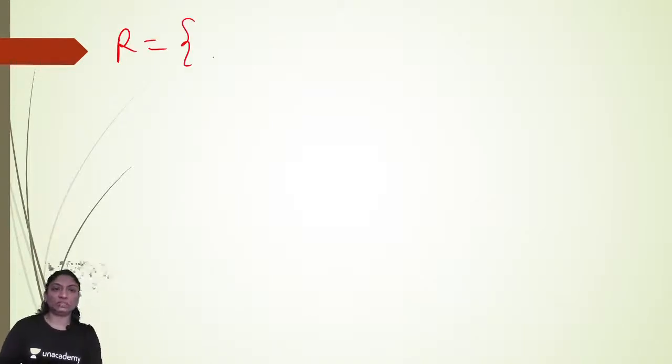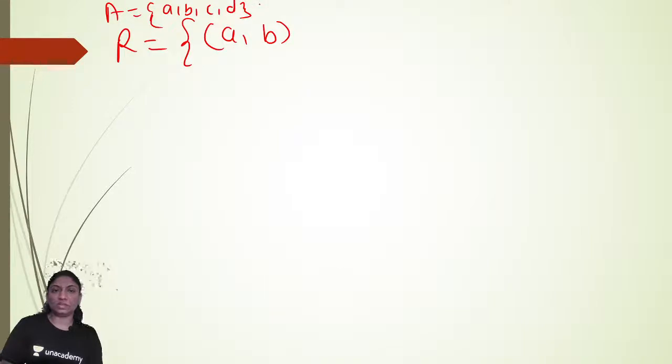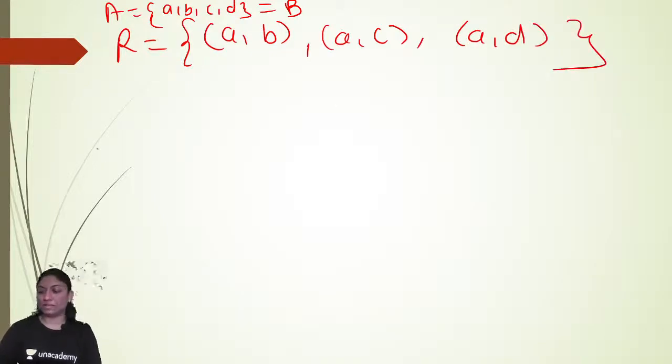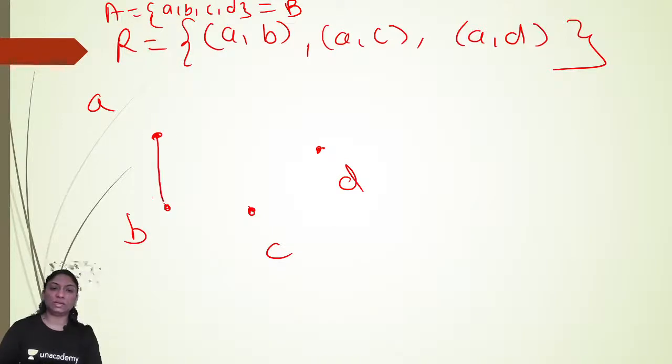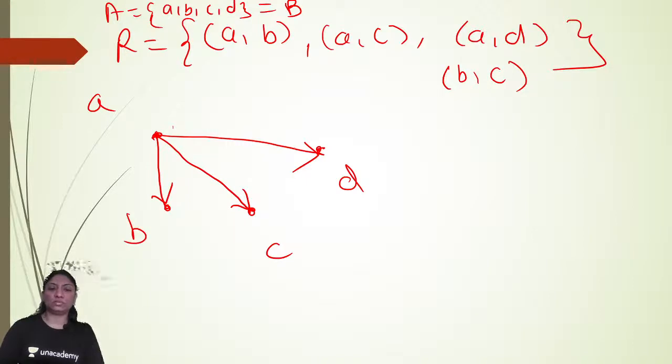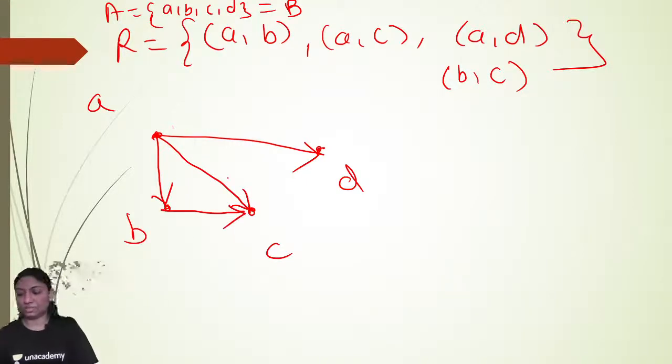Now the diagram. Suppose R is the relation given. Suppose A is the set {A, B, C, D}. A is related to A, A is related to B, A related to C, A related to D. Then this can be represented by using digraphs. Suppose I plot this: A, B, C and D. Then A related to B is represented by this pointing arrow. Then A related to C, and B related to C also. So this is your digraph for the given relation R.